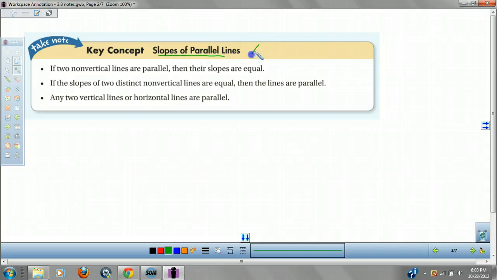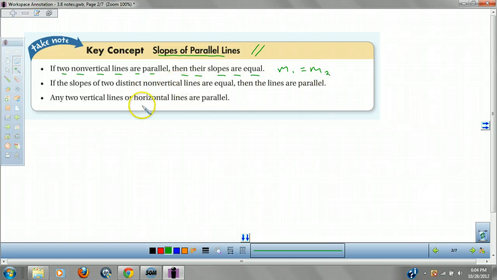Okay. So let's talk about slopes of parallel lines. Remember this little symbol? If two non-vertical lines are parallel, then their slopes are equal. So if m1 equals m2, your lines will never cross because they have the same rise and run. Hence, they will be parallel. Now, if the slopes of two distinct non-vertical lines are equal, then the lines are parallel.